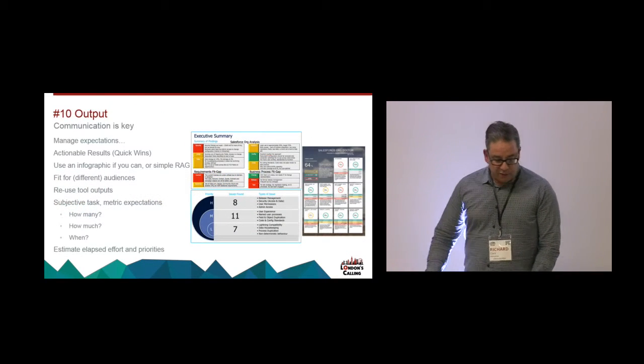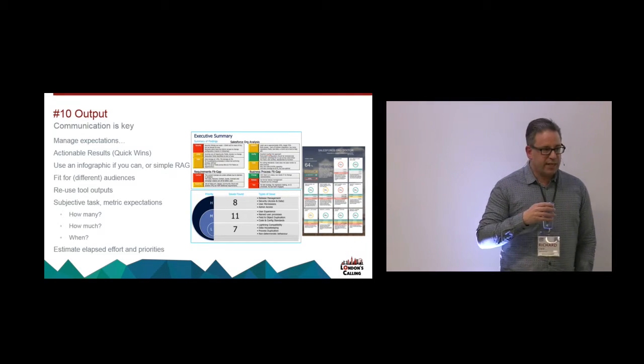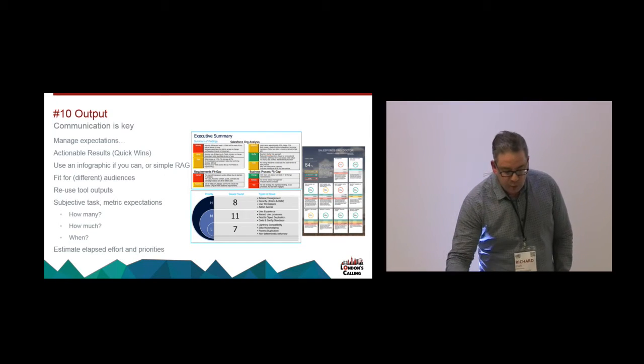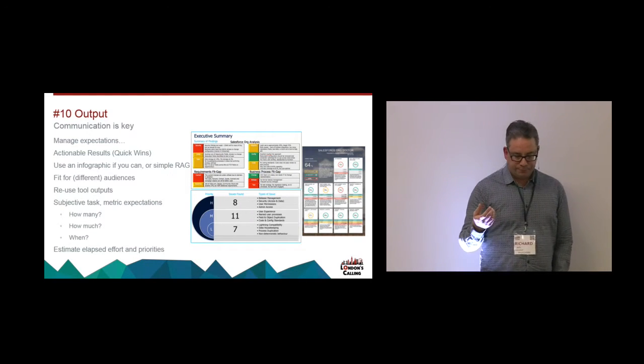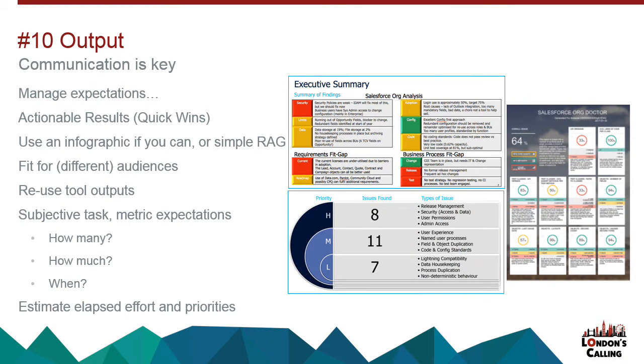And finally, thinking of the output. Communication is key. Manage the expectations. For different audiences, you need a different message. On the right here, I have some examples. I did this executive summary thinking this was dumbed down enough for a senior exec. I showed it to the head of IT, and he went, no, I need Janet and John, okay?